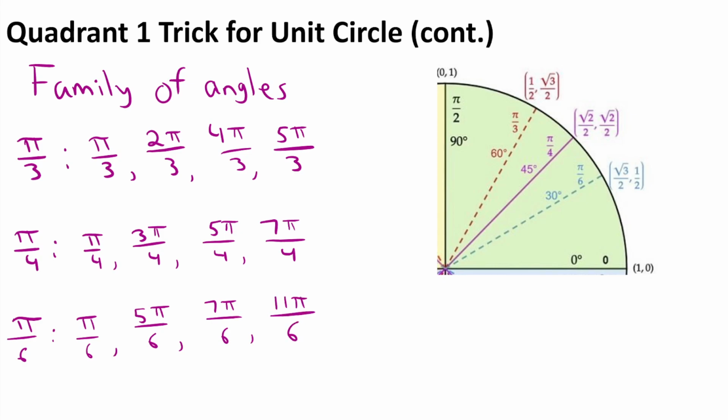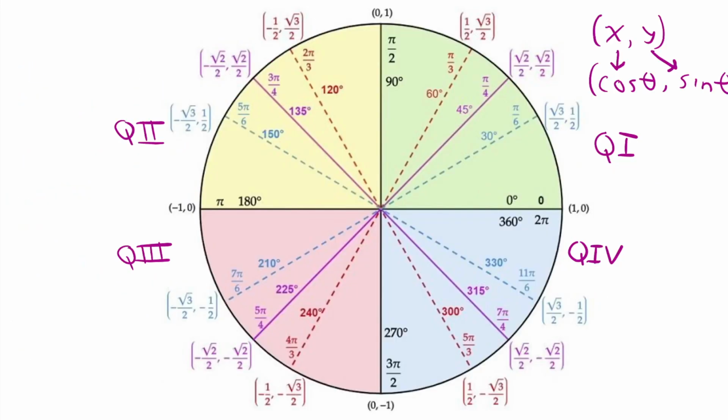Now you're probably still perplexed at how I got this, right? So let's look back at the unit circle very quickly. Let's say I take the pi over 4 family. So we see the pi over 4 family right here. Now, the pi over 4 family can be found in each quadrant. So here's a 3 pi over 4, here's a 5 pi over 4, and a 7 pi over 4. Pretty cool, right?